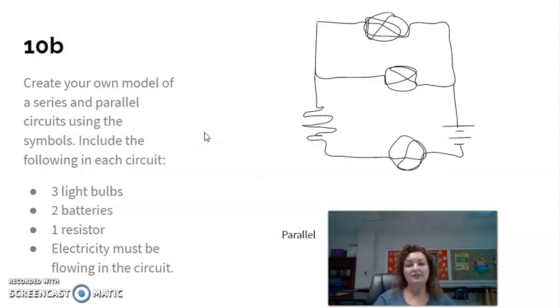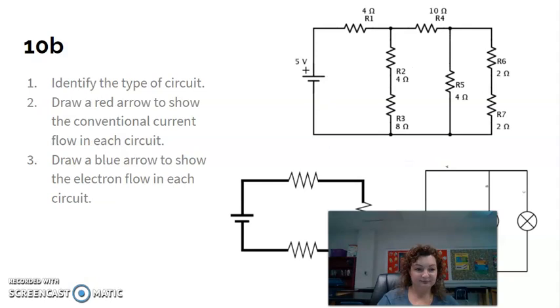Here is my next one, which is a parallel circuit. You can tell that because if I go from negative around to positive, that's 1, and then I have 2. So I have at least 2 branches going on. I have 1, 2, 3 of my light bulbs, and my crazy looking resistor is over here. Again, everything is closed, so my electricity is flowing.